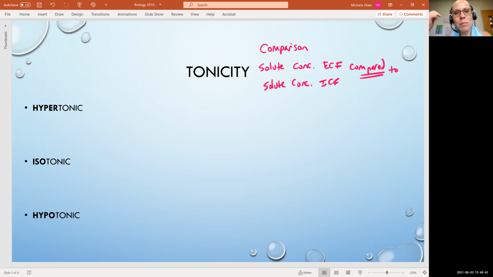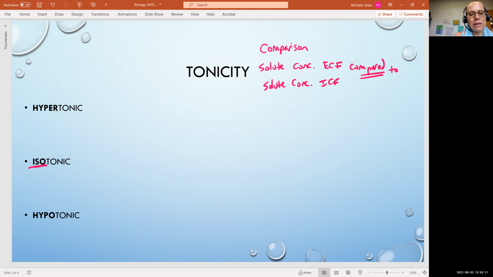And then the other thing to pay attention to is tonicity is defining the extracellular fluid as it compares, in solute, to the intracellular fluid, right? So it's a comparison term, it's a relational term, right? And so you have three types of tonicities, and I like to always write mine hypertonic at the top, isotonic in the middle, and hypotonic at the bottom.